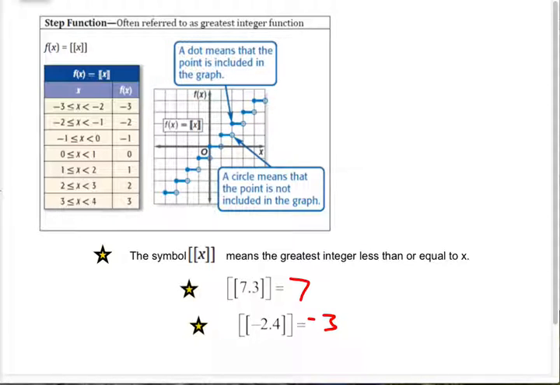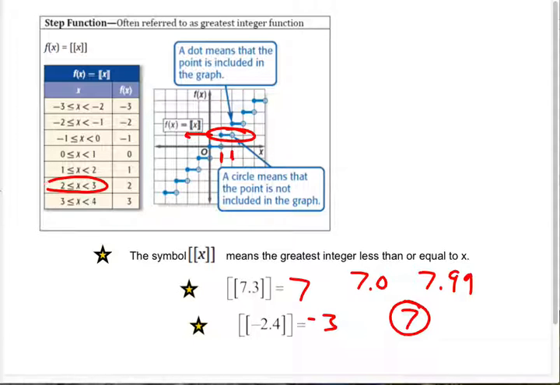So basically, anything between 7 and 7.99 is going to be 7 on the graph. So like right here, if I circle this, all these numbers are between 1 and 2, and if you notice, they're at a height of 1. This is the greatest integer step function. It's an example of a step function. Let's pick another one here. Anything between 2 and 3 is equal to 2. That's your f of x part, or y.